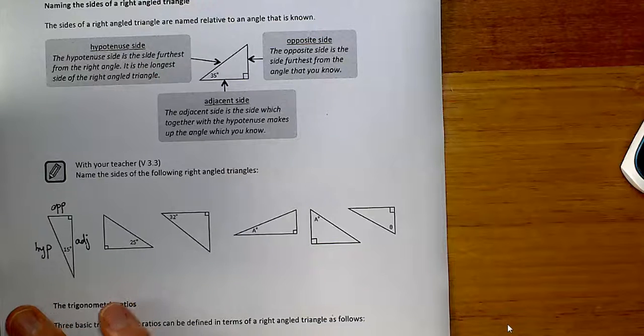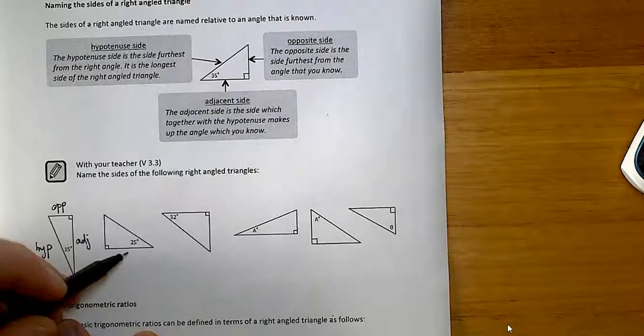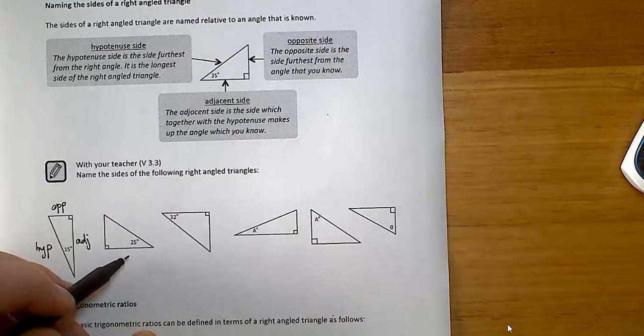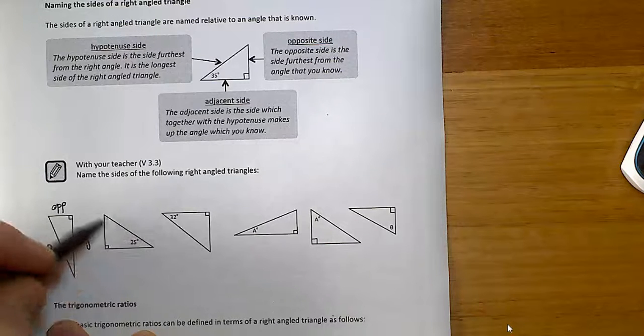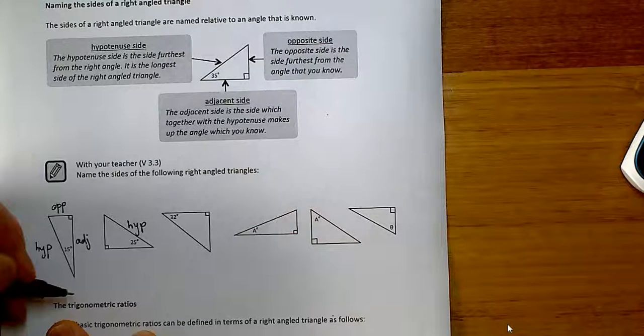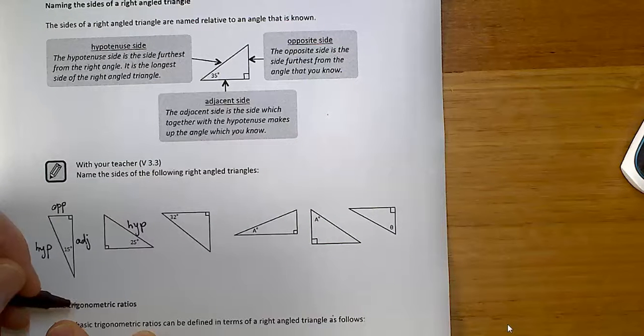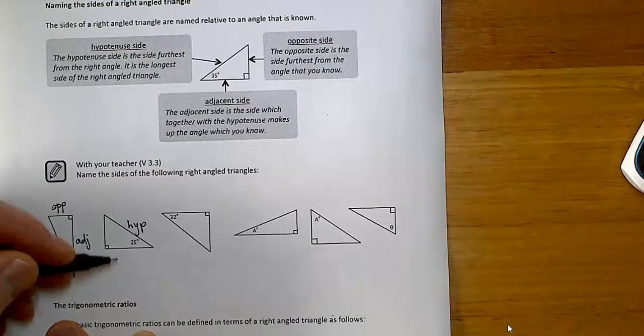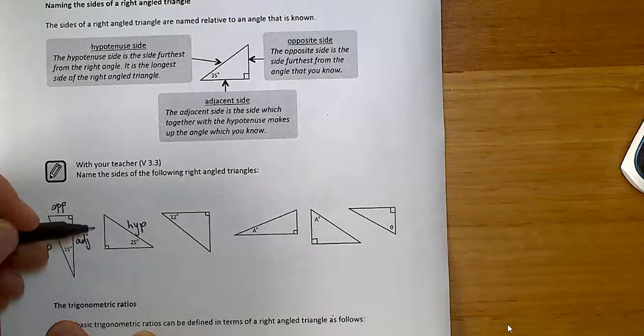Let's do it again. So, first of all, identify the hypotenuse. It's the longest side. It's the side furthest from the right angle. It must be this side. Then identify the opposite side, furthest away from the angle which you know. It must be this one over here.